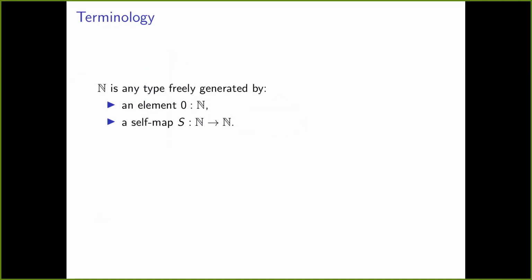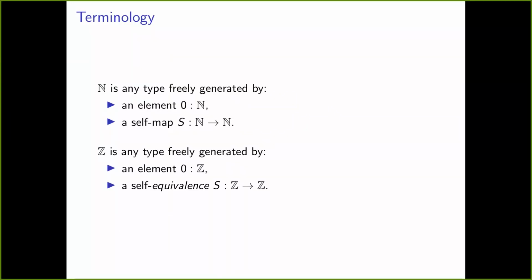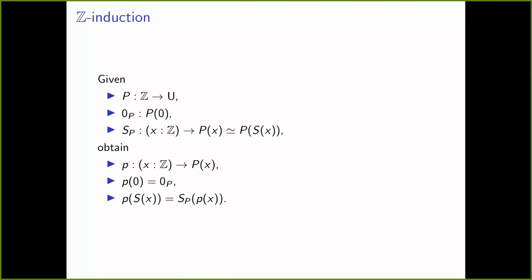Okay, so if this is the naturals, the integers enjoy a similar universal property. They are freely generated by an element 0 and a self-equivalence successor. Again, this is shorthand for something more complicated, an induction principle, which says that if you have some motive, or a type family over Z that you want to prove, you have to prove it over 0, and you have to do this inductive step, where now this has to be an equivalence. So the inductive step has to be reversible. And then the conclusion is the same as for nat induction: you get a section of P with the same equations.